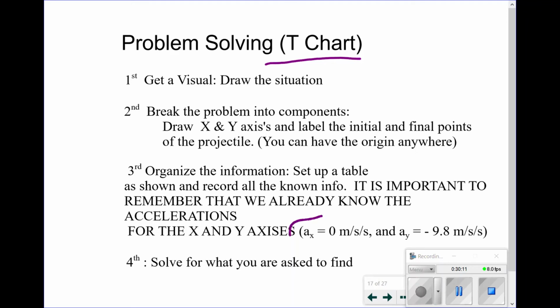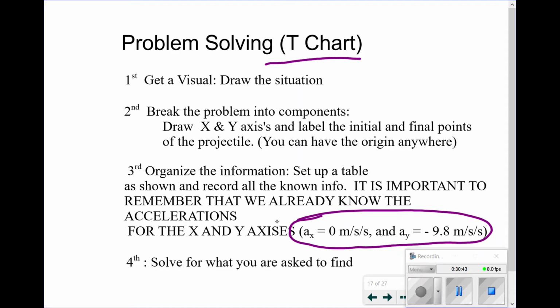Again, they will not tell me often because I will know what the accelerations are. For the x-axis, acceleration is 0. If it's not 0, I'm not really a projectile. For my y-axis, it's going to be the acceleration of gravity for wherever I'm at. And again, normally, negative 9.8 meters per second squared for us on Earth. Because again, a projectile doesn't fly. Projectiles are a falling object.